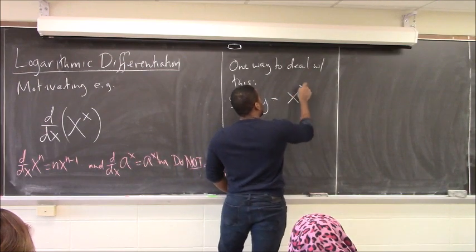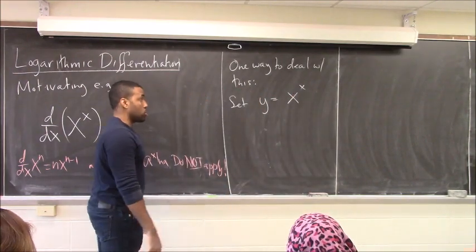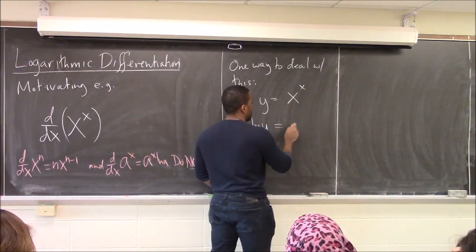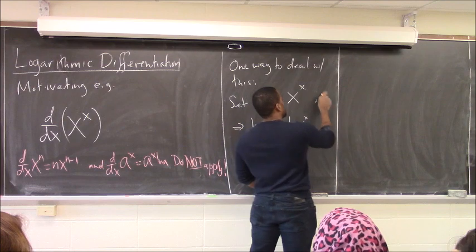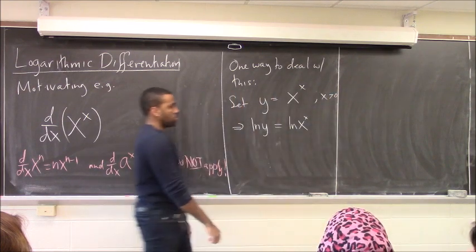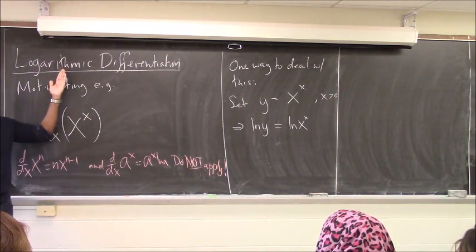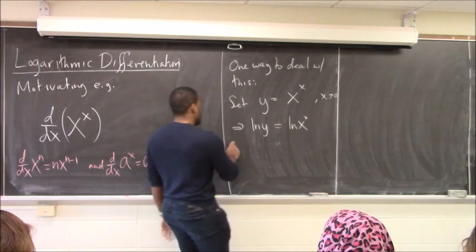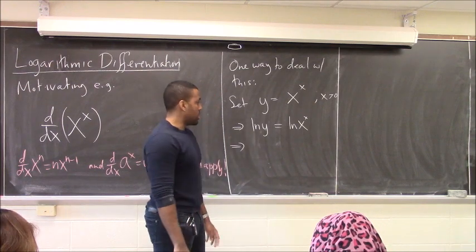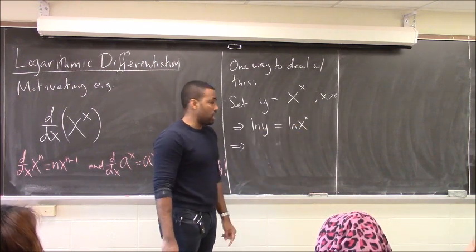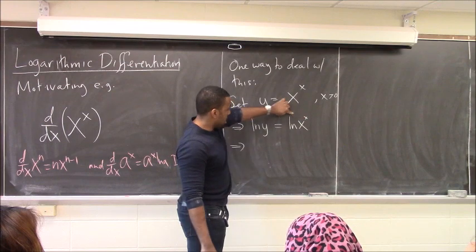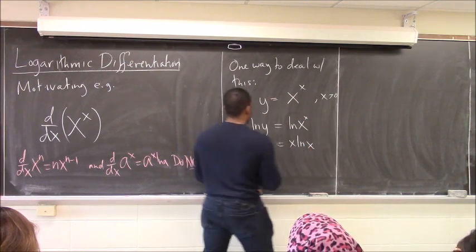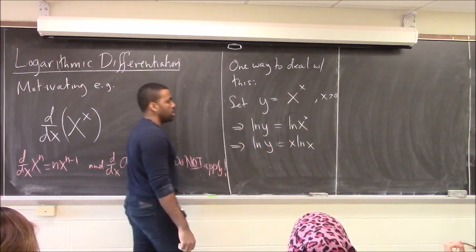Set y equals to this function, and what I'm going to do is log both sides. Assuming my y is greater than 0 and this is valid, my x is greater than 0. This is why it's called logarithmic differentiation. You just take the ln of both sides. Now, that's pretty useful because logs allow us to simplify something like that. The power can now come down to be a constant, well, a factor.